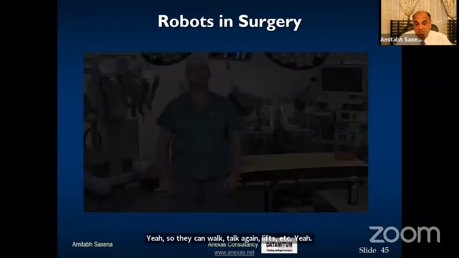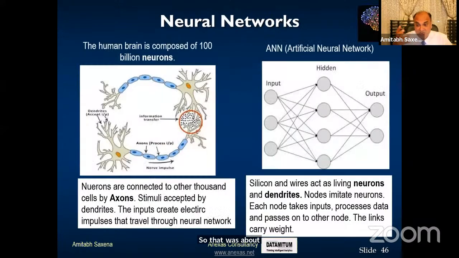Another topic, which is more interesting and a hot topic nowadays, is neural networks, artificial neural networks. ANN, CNN, RNN: there are three types of neural networks which are very, very popular. So let's look at what an artificial neural network is.